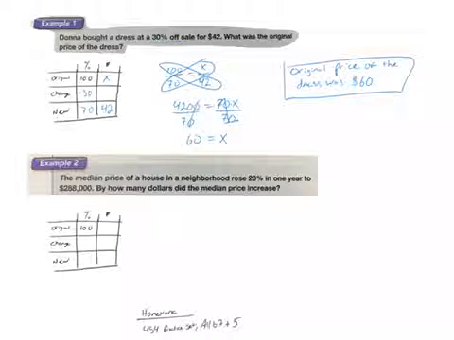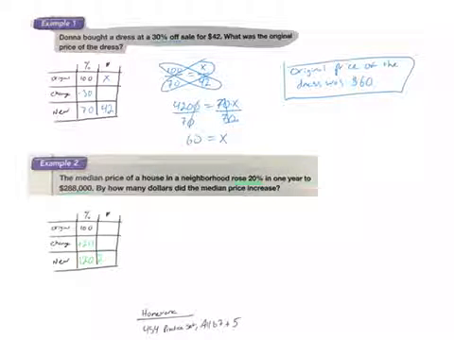Now let's move on to one that is an increase. The median price of a house in a neighborhood rose 20% in 1 year to this much. By how many dollars did the median price increase? So it rose 20%, so I'm going to say plus 20. So my new number is 120. So it rose in 1 year to this amount.